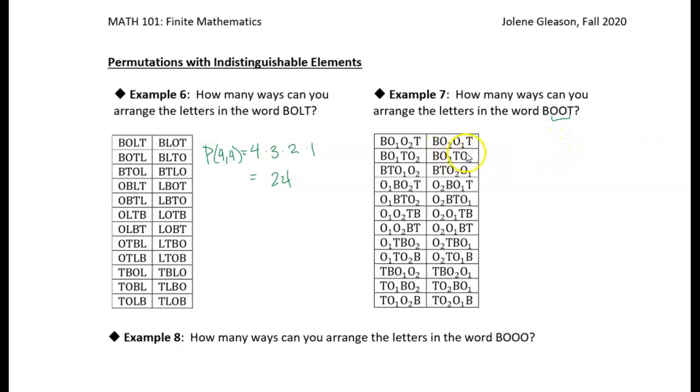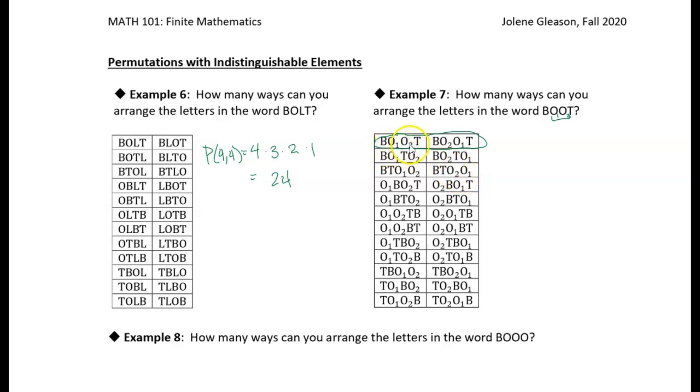So here's what I did in this little table: I made those 2 O's distinguishable by calling one of them O1 and one of them O2. And you can see then if they're distinguishable, then we really have the same 24 permutations. But you can see I also paired these up. For every pair, if I take away the distinguishability of the O's, take away that O1 and O2, and make those O's indistinguishable, those are really the same arrangement, right?